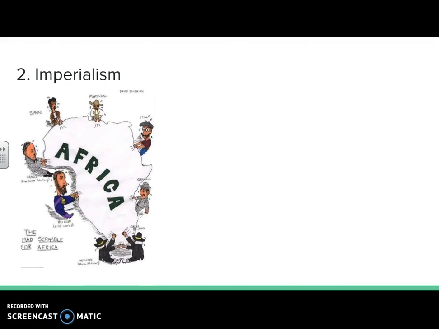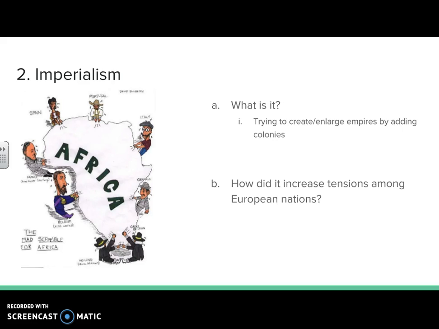Secondly is imperialism. That's what we just learned about, right? In terms of a definition for imperialism, here we're going to say trying to create or enlarge empires by adding colonies. We talked a little bit about the scramble for Africa and how all these European nations were basically trying to carve up and control different parts of Africa. So how did that increase tensions?